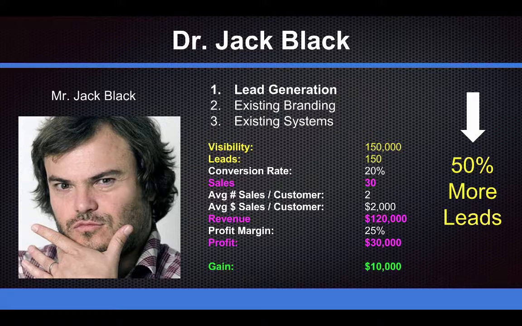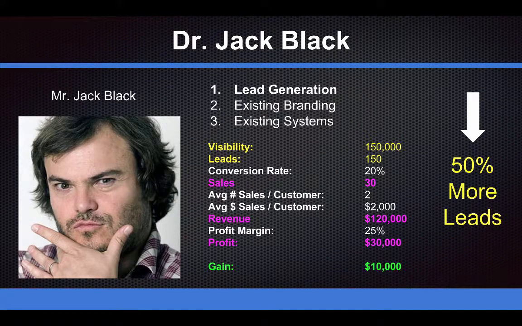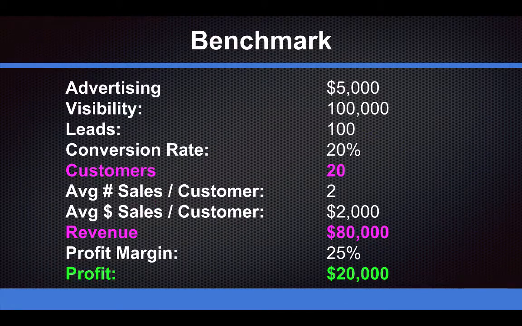He's going to have the same average dollar amount sale per customer, which is going to take his revenue up to $120,000. Profit margin staying the same. He'll have a profit of $30,000. So from our prior example, he gained an extra 10 grand because his profit here is 30,000 versus the 20,000 it was on the benchmark.